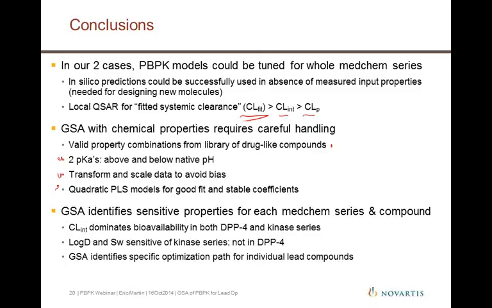Finally, then, global sensitivity analysis did identify sensitive properties for each Medchem series, and they did differ for the two different series. Although intrinsic clearance dominated both of them, the octanol distribution coefficient and water solubility were sensitive parameters for the kinase series, but not for the DPP4 series. And finally, the global sensitivity analysis identified specific optimization paths for the individual compounds within a series.